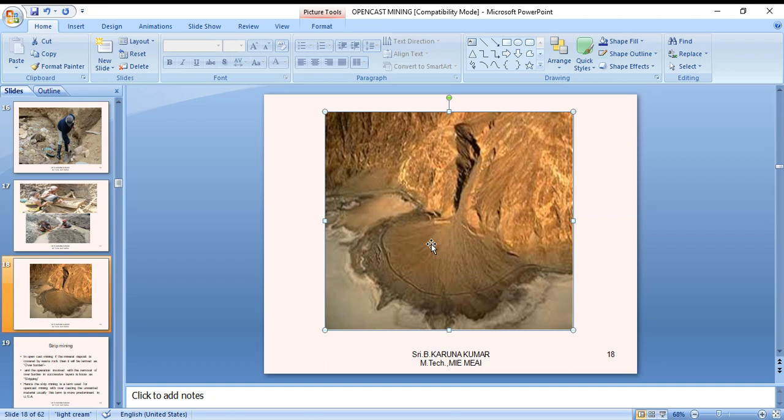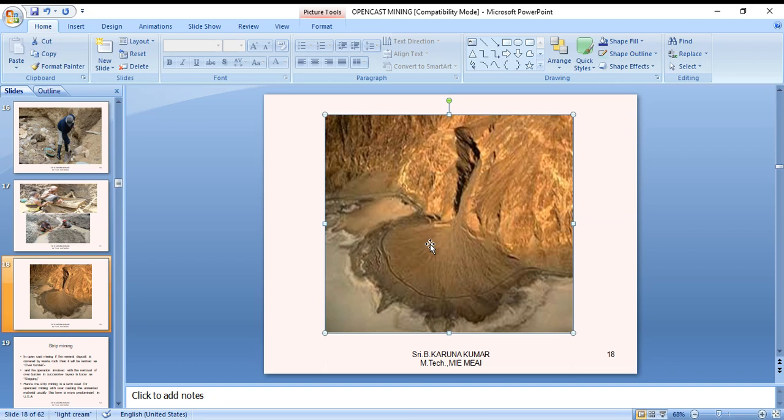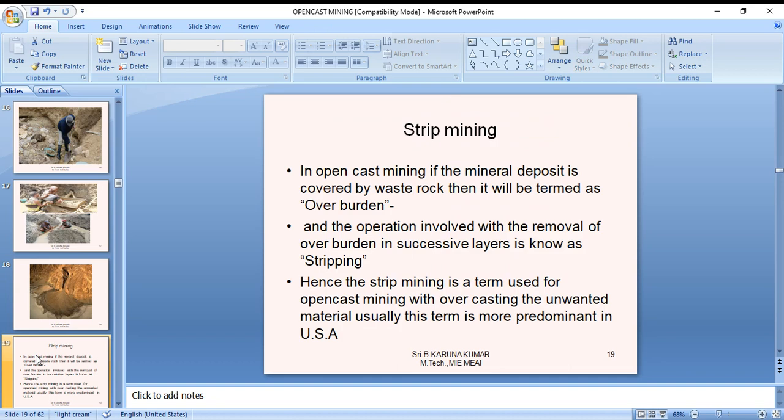That's nothing but verification. Now I am going to the second part, that is strip mining. Yes, that's strip mining. What is meant by strip mining?